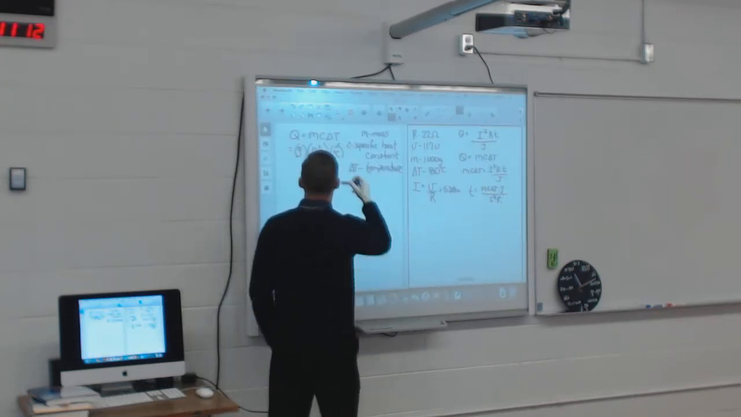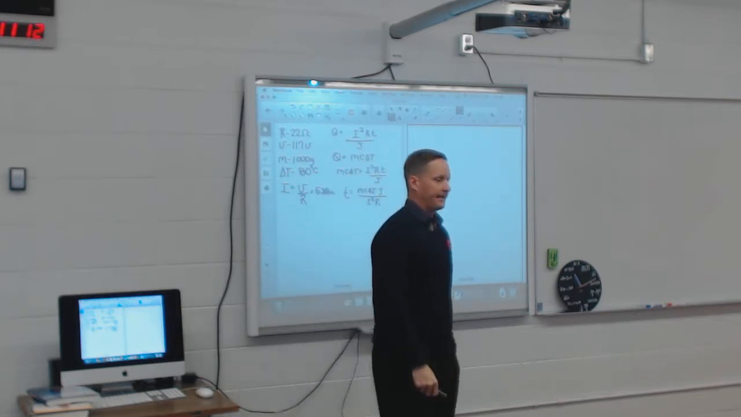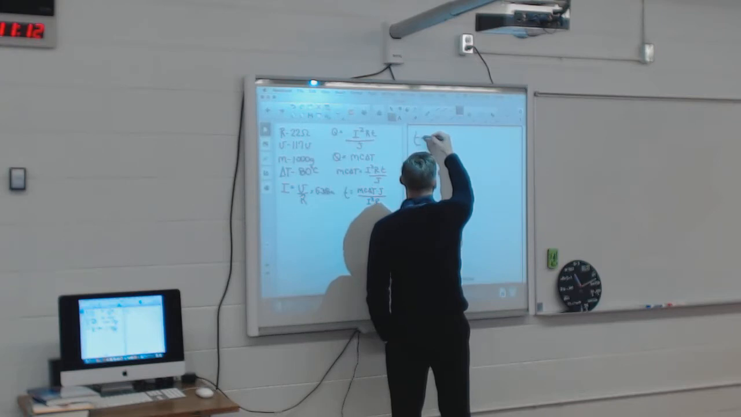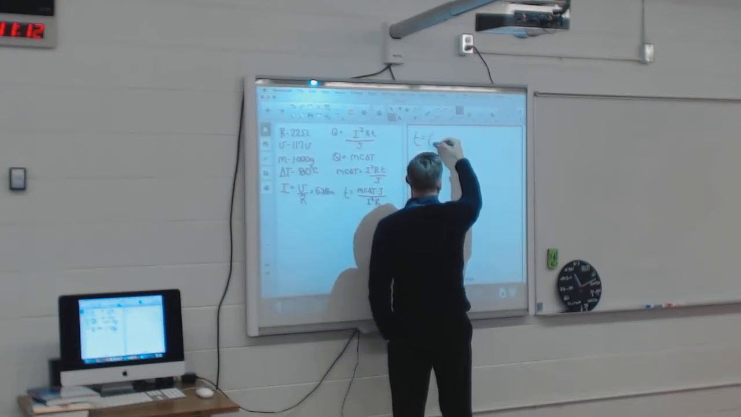Everybody's kind of following along so far? All right. So T equals M, which is what? 1,000. 1,000.